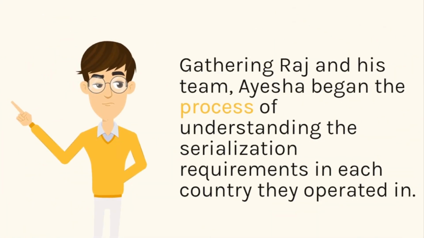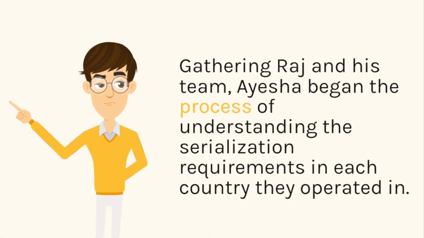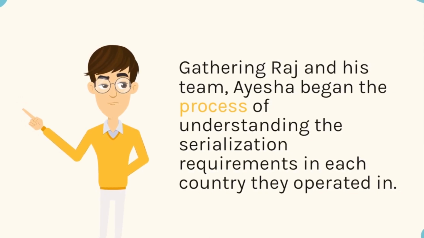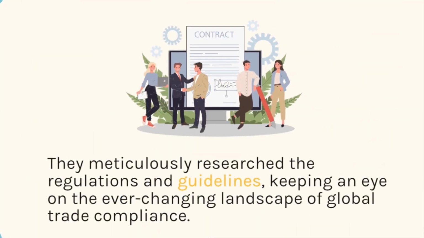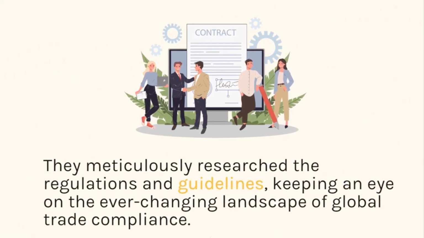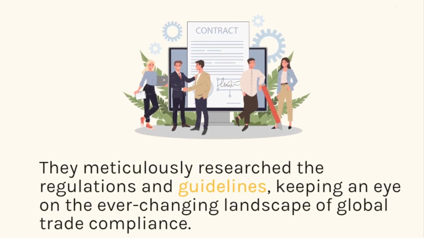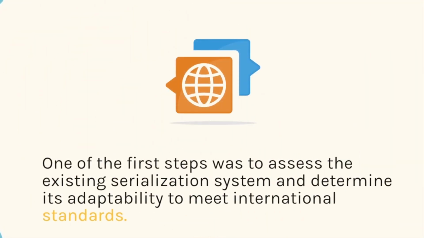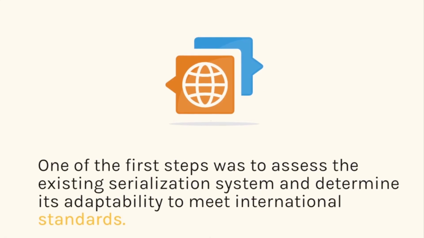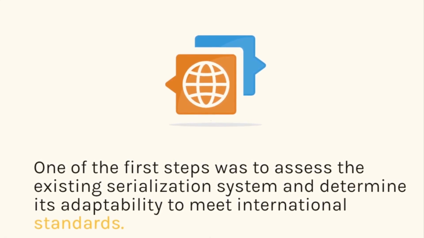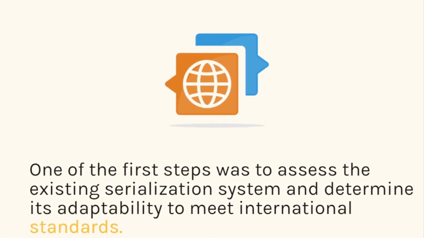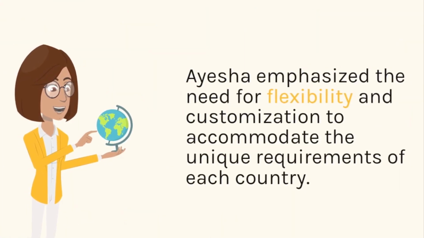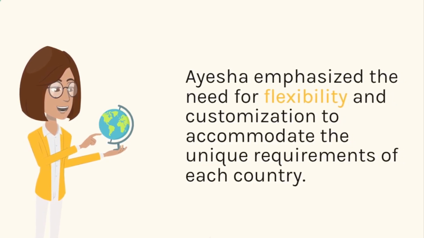Gathering Raj and his team, Aisha began the process of understanding the serialization requirements in each country they operated in. They meticulously researched the regulations and guidelines, keeping an eye on the ever-changing landscape of global trade compliance. One of the first steps was to assess the existing serialization system and determine its adaptability to meet international standards. Aisha emphasized the need for flexibility and customization to accommodate the unique requirements of each country.